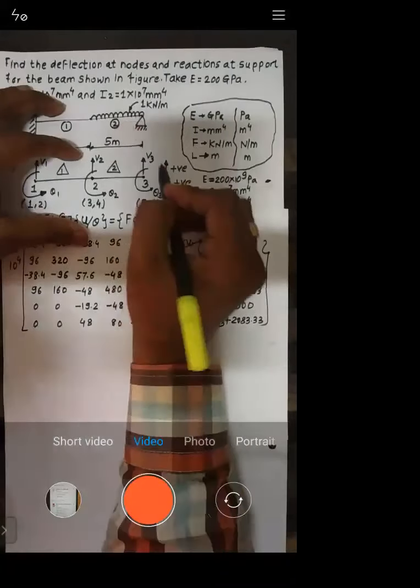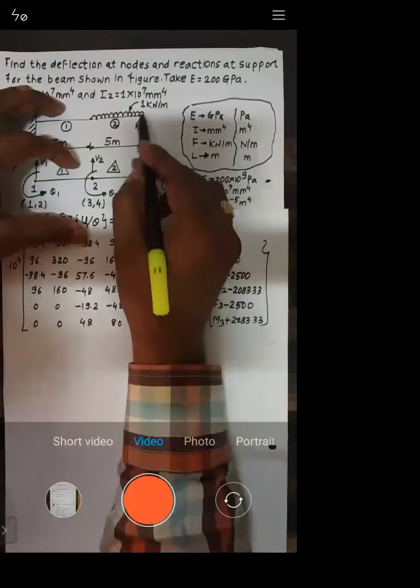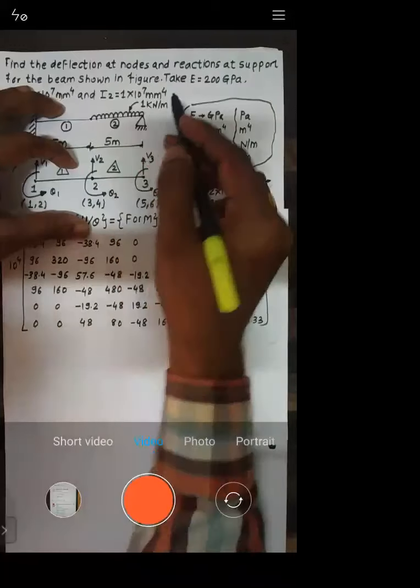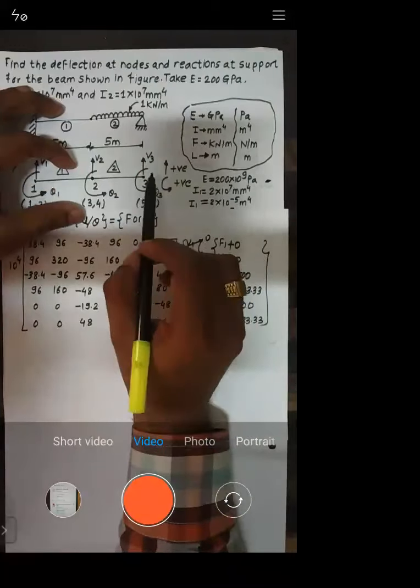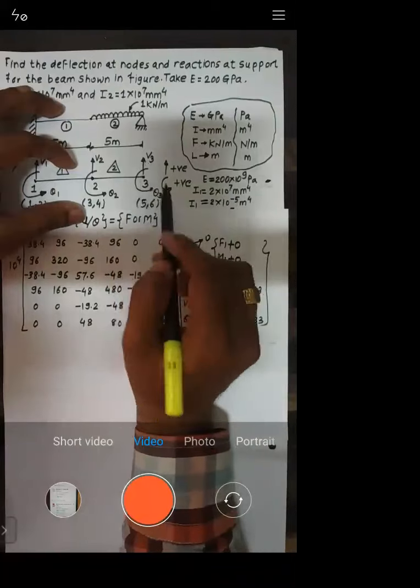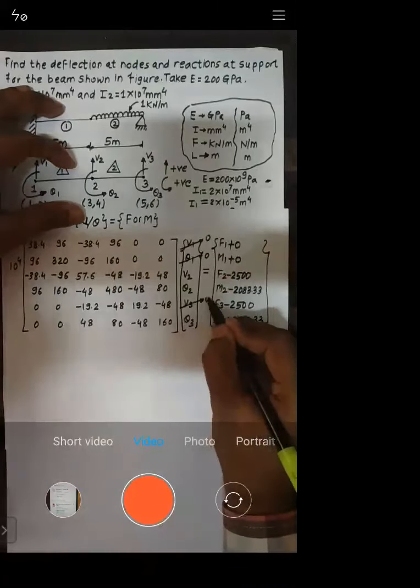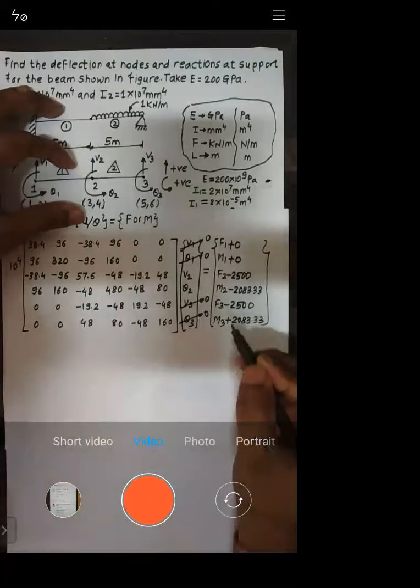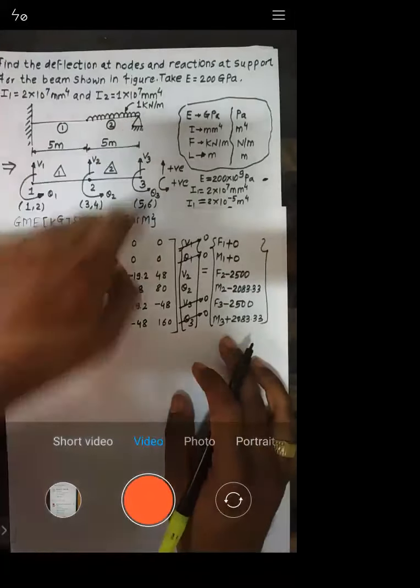See, at node number 3, you have fixed support only. That means V3 and theta 3 are 0. Try to understand. V3 and theta 3 are 0, because at node 3, again, you have fixed support.